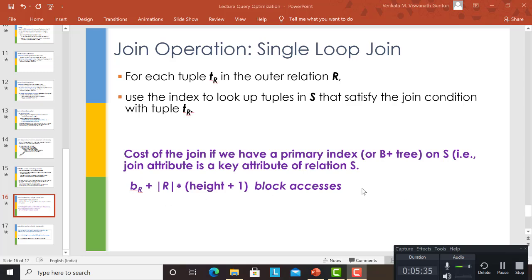Of course, as I said before, there is also an extra cost of writing the intermediate join results and all that. But in this UG level course, we are sort of ignoring it. So even if you understand this part, you are good enough for CS301.